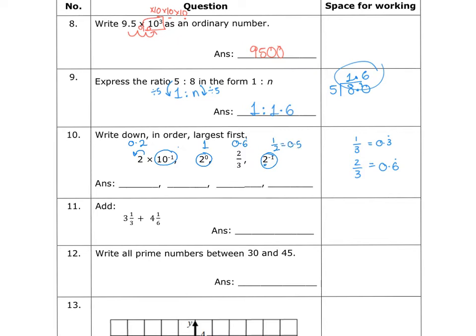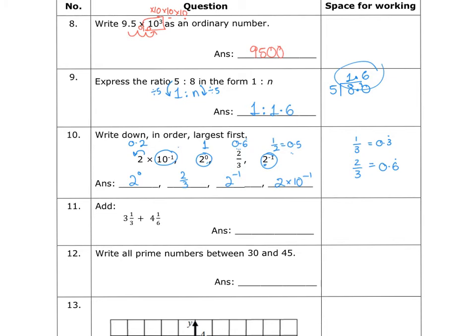So the largest one is the 1 whole, 2 to the power of 0. Then we have the 0.6 recurring, so 2/3. Then the 0.5, which is the 2 to the minus 1, and then the 0.2, which is this one.